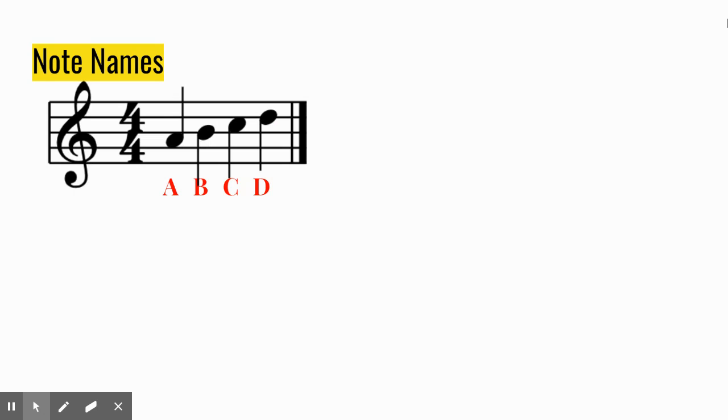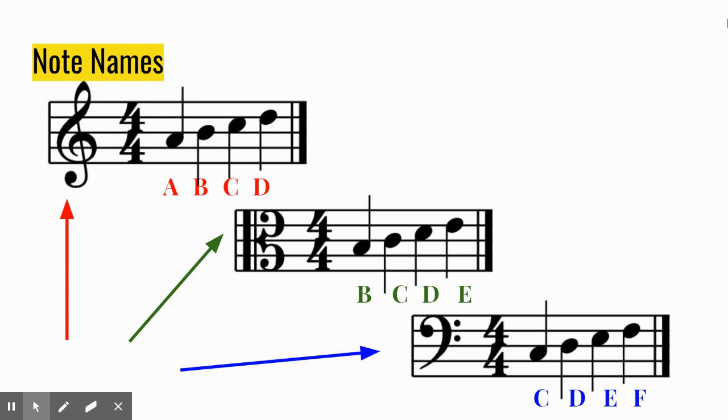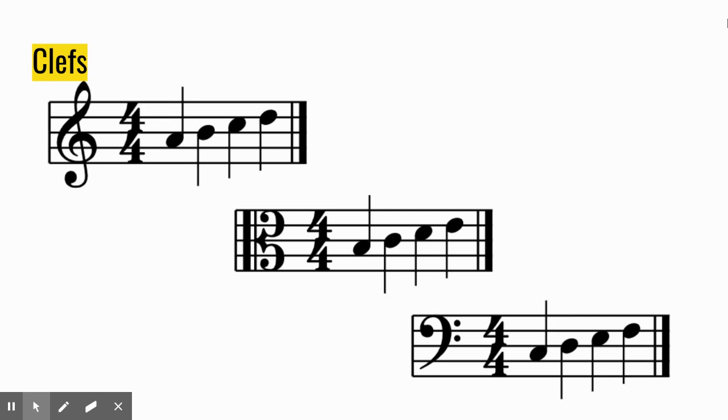Let's look at some notes. These are called A, B, C, D. Notice how the notes alternate between space, line, as they go up. These next examples have notes that look exactly the same as the first example, but their names are different. That's because of the different symbols at the beginning of each example. These symbols are called clefs. Different instruments use different clefs, but you only need to know your clef.